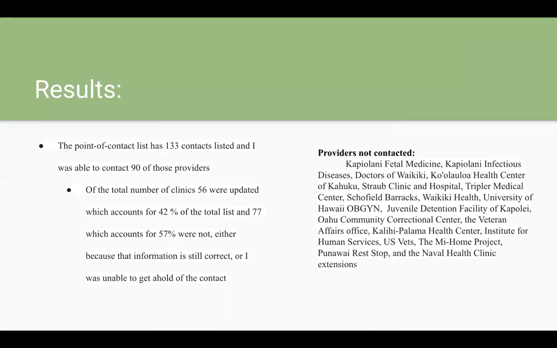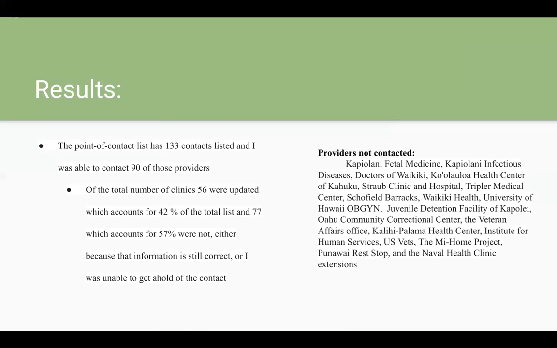So the results. I think it was pretty successful. Out of the entire point of contact list, which has 133 contacts, I was able to get a hold of 90 of those. Of the total number of clinics, 56 were updated, which accounts for 42% of the 133. And of the total list, 77, which accounts for 57%, were not updated, either because the information in the column was still correct or I was unable to get a hold of the contact.